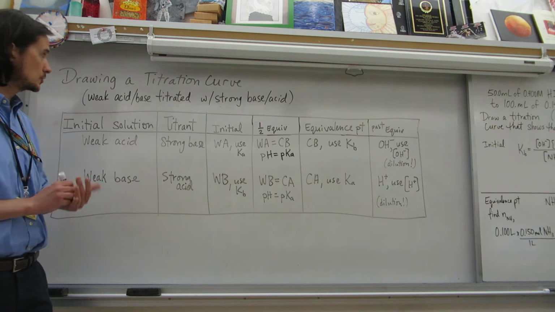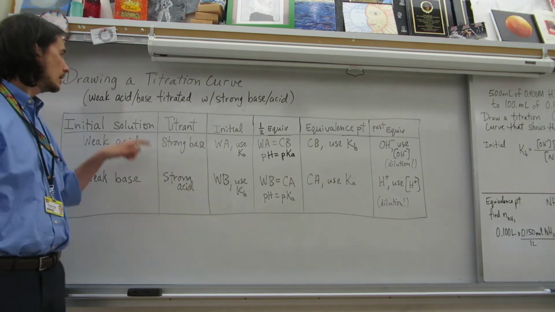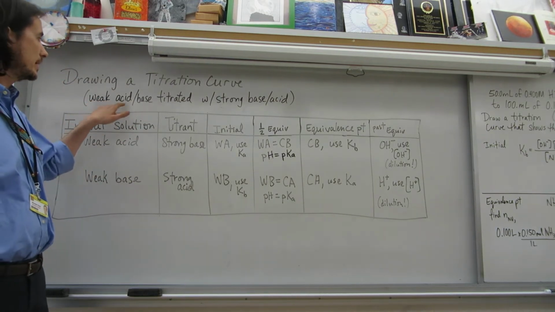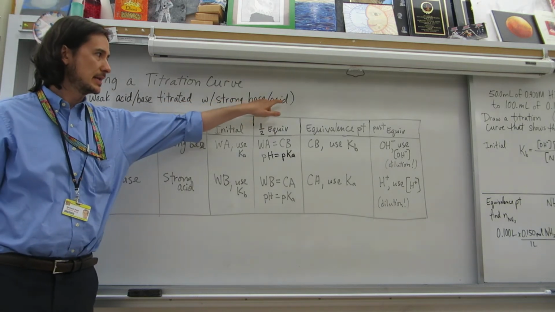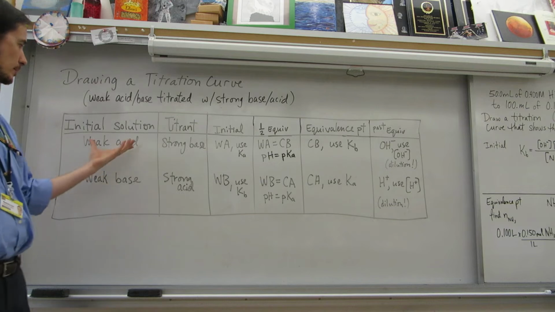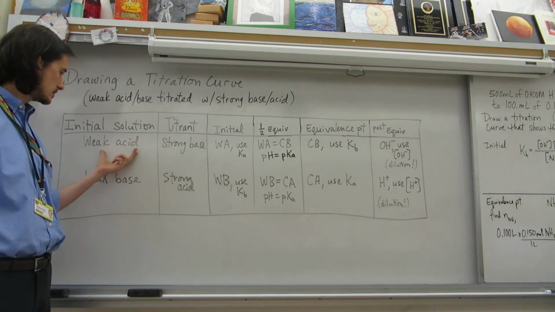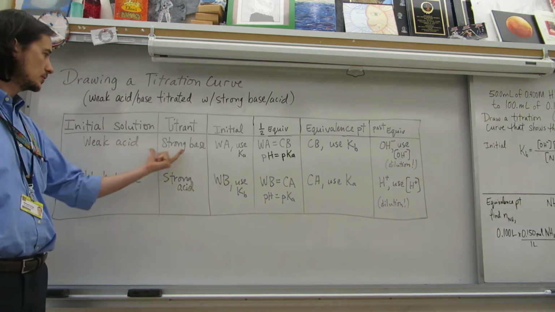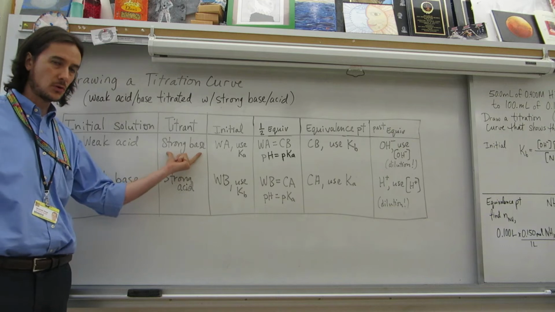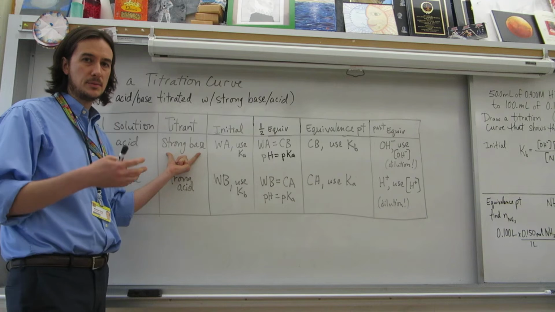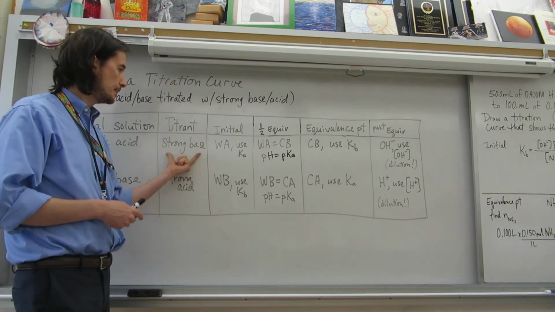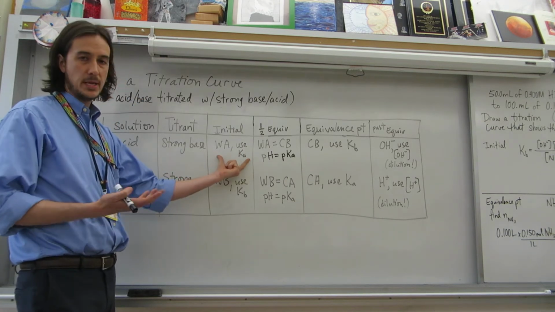Hello. So we're going to draw a titration curve, looking at weak acids and bases titrated with strong bases and acids. So you might start with a solution of weak acid, and if you're starting with that, you're going to be titrating it with a strong base. There are four main points that you want to plot before you start drawing a curve. One of the points is just the initial pH.